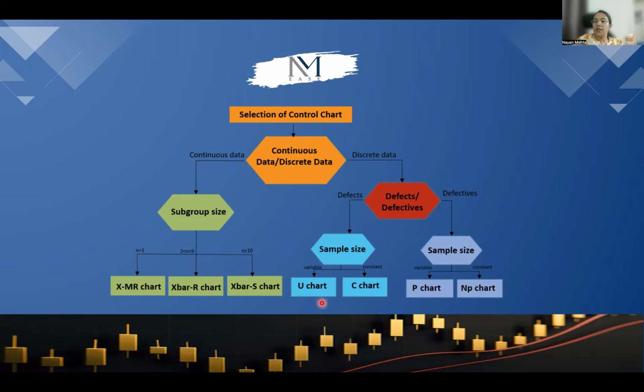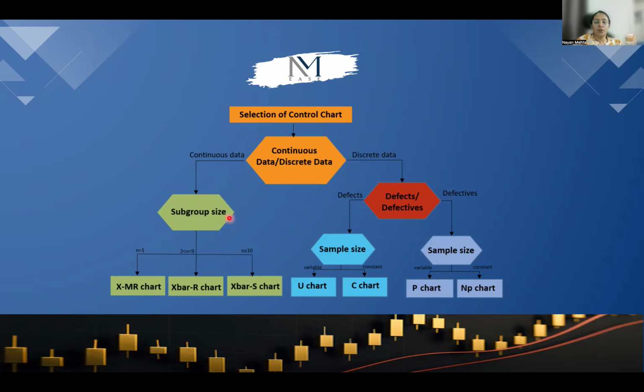For classification of defectives with a fixed sample size, what are we going to use? We are going to use an NP chart. For classification of defectives with variable sample size, we are going to use a P chart.